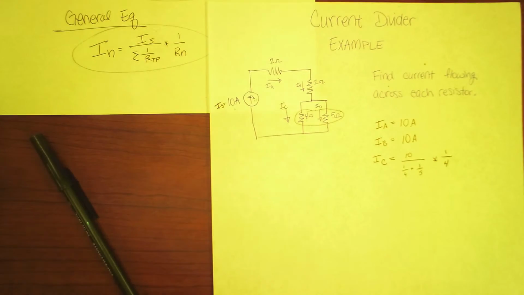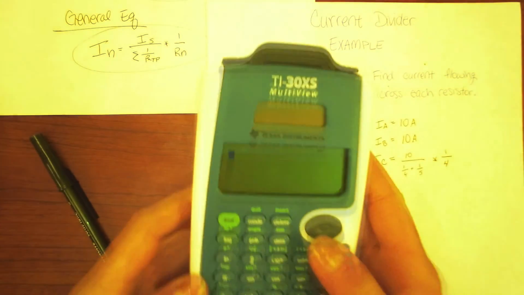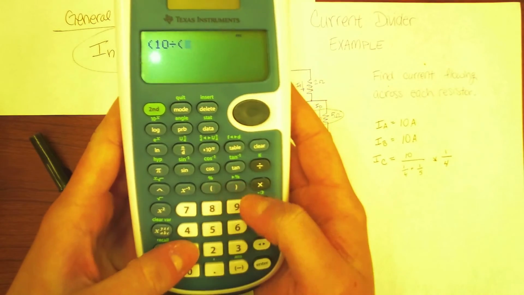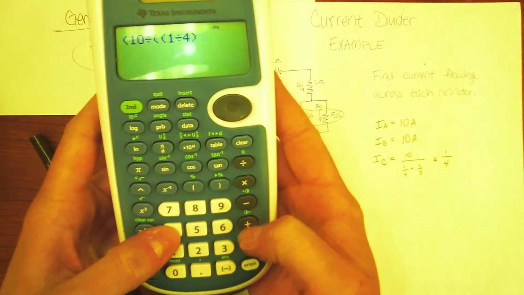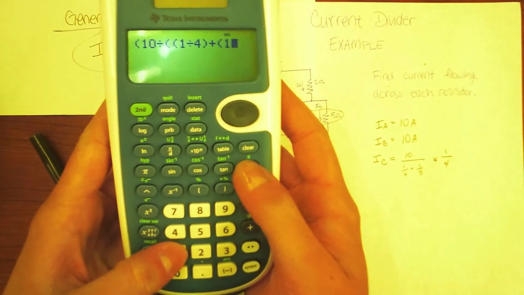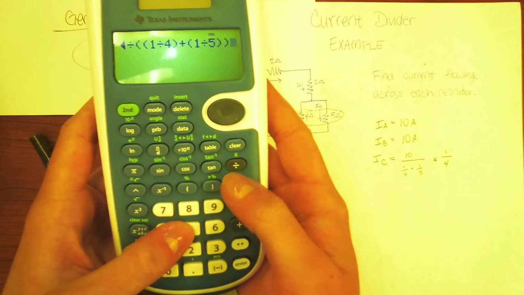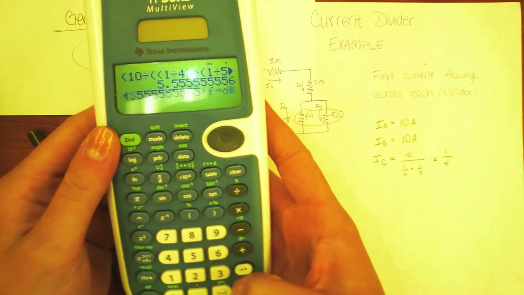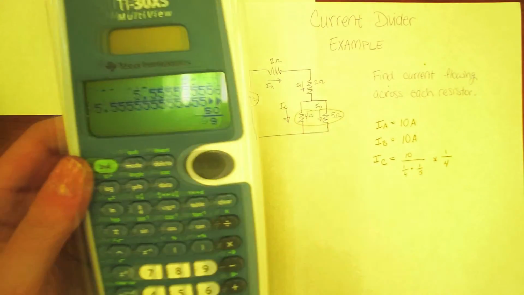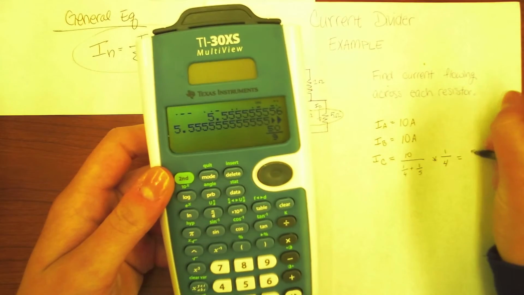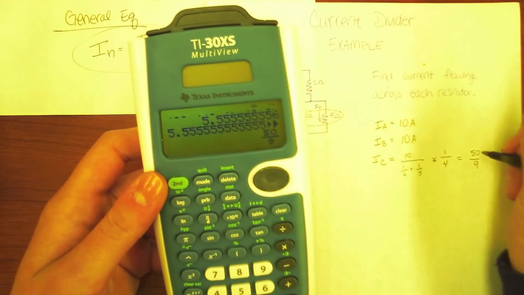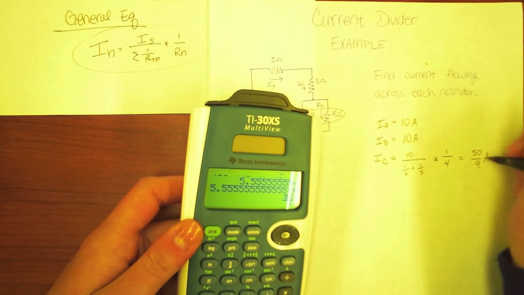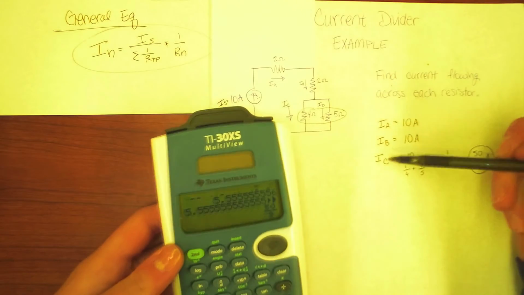Now plugging this into your calculator here, you can have 10 divided by 1 divided by 4 plus 1 divided by 5, times 1 divided by 4. And switch that to a fraction, and that's going to equal 50 ninths, or 50 over 9. And again, this is current, so it's in amps. So that's your answer for IC.